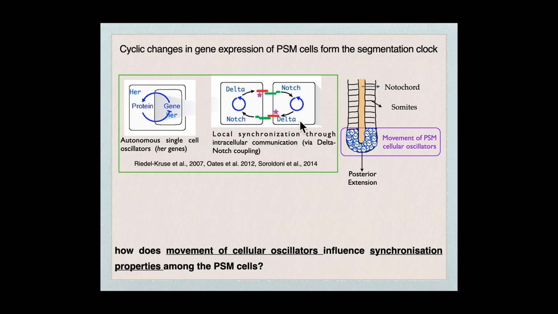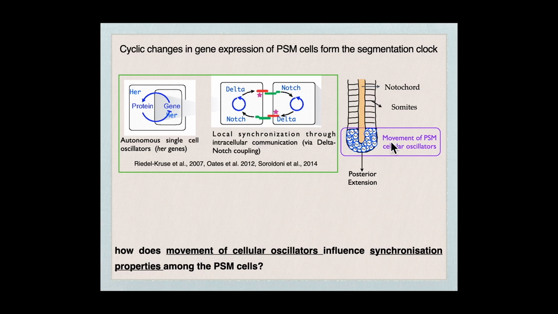The neighboring cellular oscillators are synchronized via intercellular interactions through cell-to-cell contacts, and this is arising from the Delta-Notch signaling. This interaction causes the cells to remain synchronized by aligning their oscillation phases and thereby setting the somitogenesis rhythm.